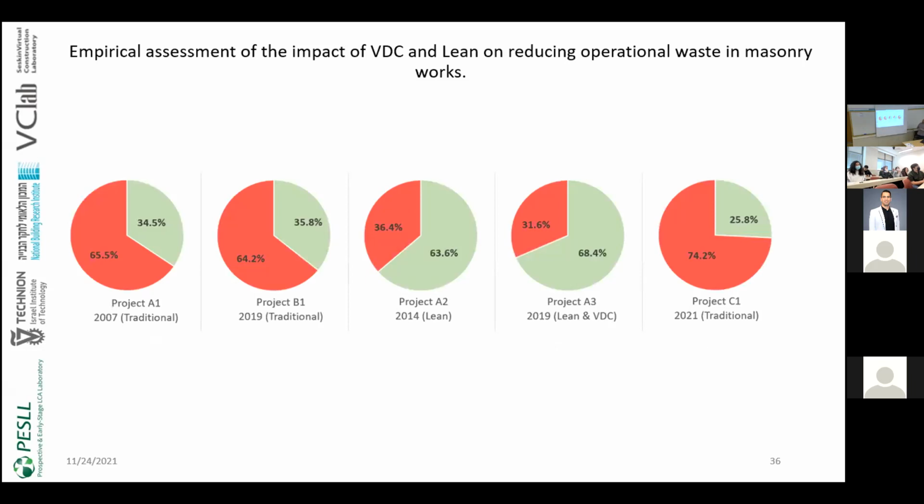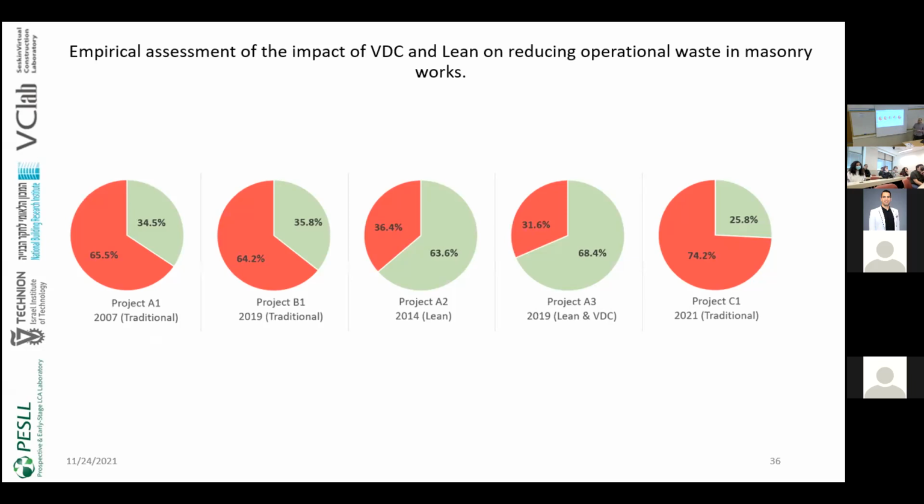The third experiment is an empirical assessment of the impact of VDC and Lean on reducing operational waste in masonry works. Actually, I started this experiment during my master's and I extended it recently. Now, this study covers mainly three different construction companies: Company A, Company B, and Company C.